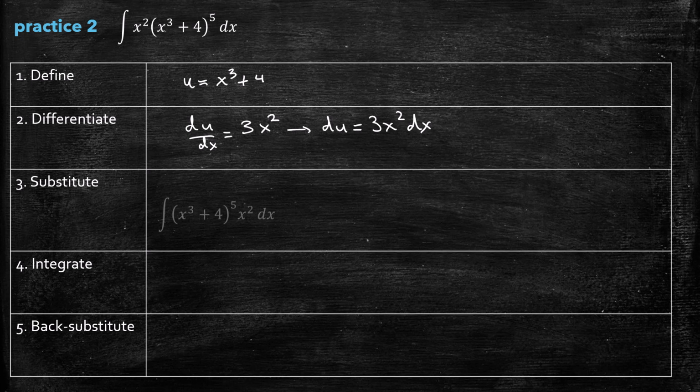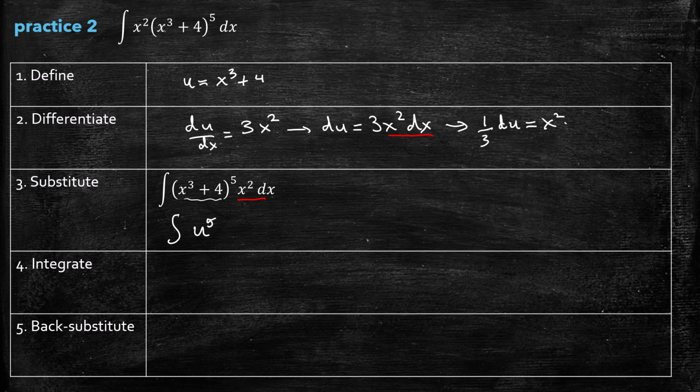So substitute. Again, I'm going to rearrange the integrand a little to make the substitution easier. So x cubed plus 4, this whole thing here, is just u to the 5th. And now we have x squared dx. So we'd like to just get x squared dx alone. So let's just bring the 3 to the other side. So we get this, which will make a nice, easy substitution. So in place of x squared dx, we are going to put 1/3 du.